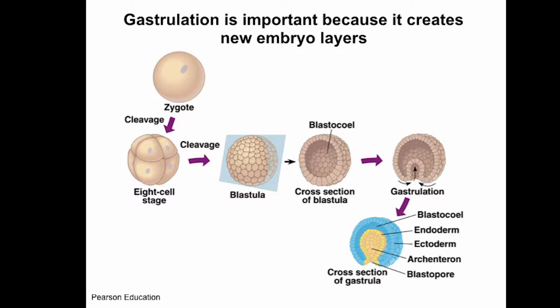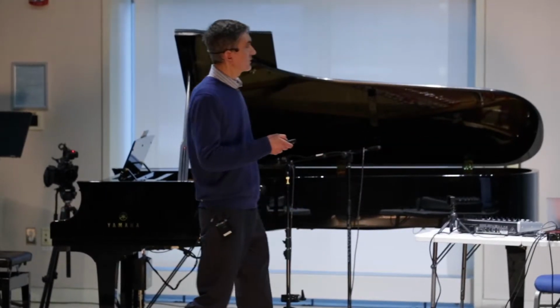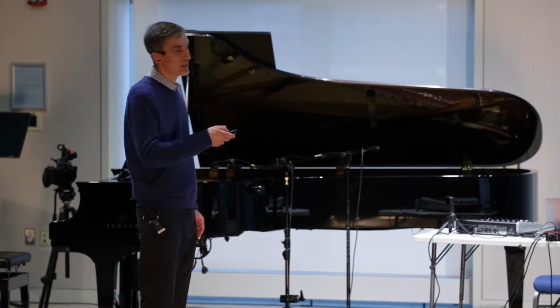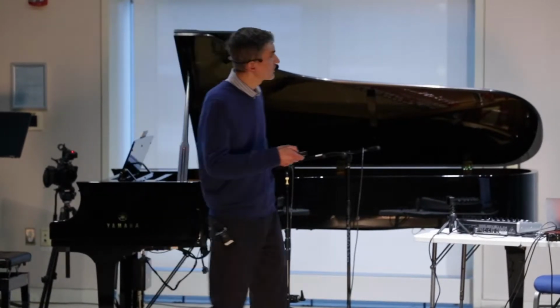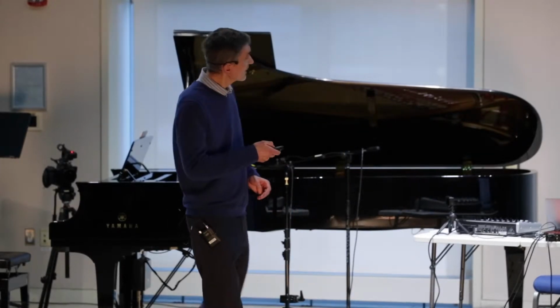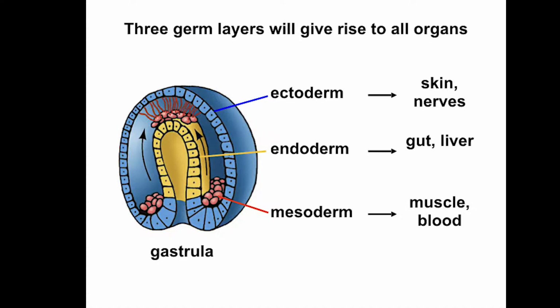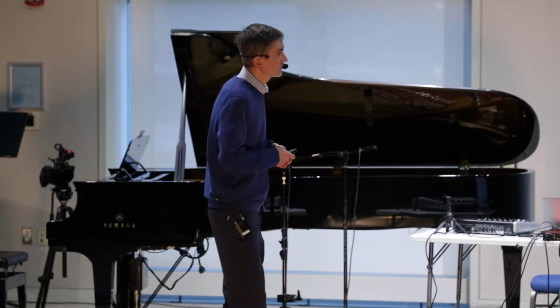So this is a typical representation of a gastrula, in which you have the external layer called the ectoderm that will give rise to skin and the nervous system. Inside, we have the endoderm that gives rise to the gut, liver, and everything in our digestive tract. And in between, we have the mesoderm that will become muscle, blood, the heart, and other important internal organs.